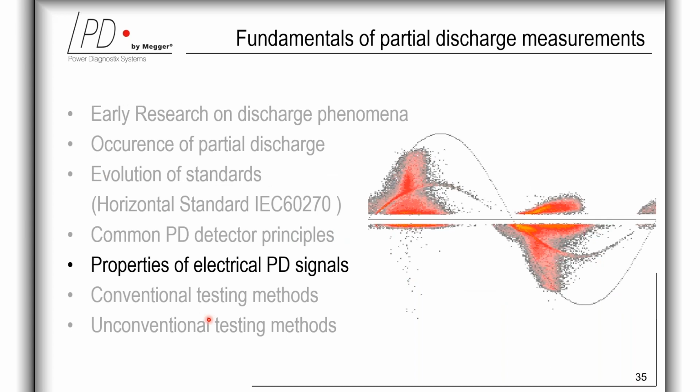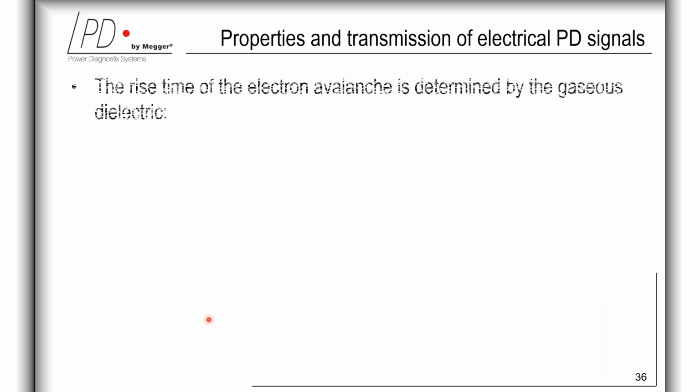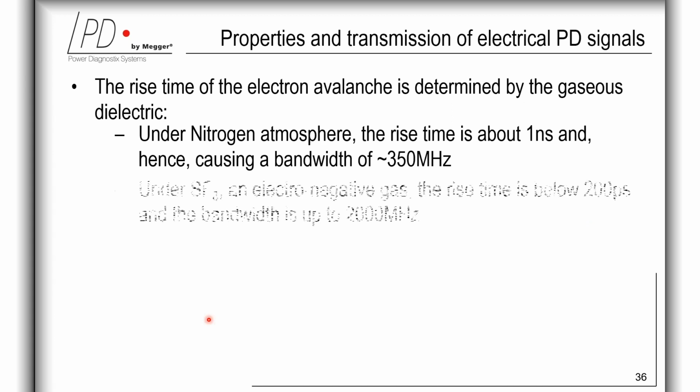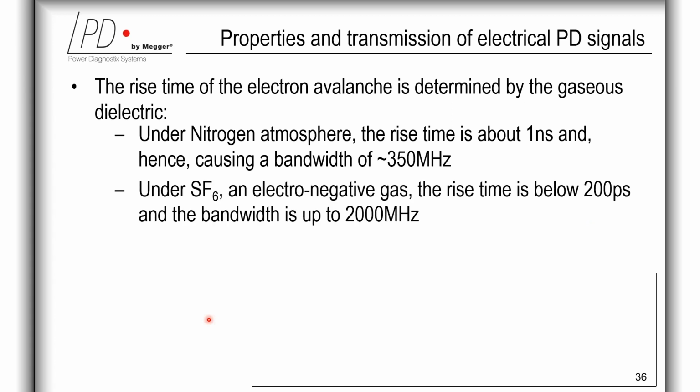So now in this chapter, we will be talking about properties of electrical PD signals. To start with, the electron avalanche under dry air atmosphere has a rise time of about 1 nanosecond, whereas the rise time for the SF6 gas is less than 200 picoseconds. For this reason, frequencies up to 400 megahertz, and for the SF6 gas, up to 2 gigahertz are available for partial discharge measurements.